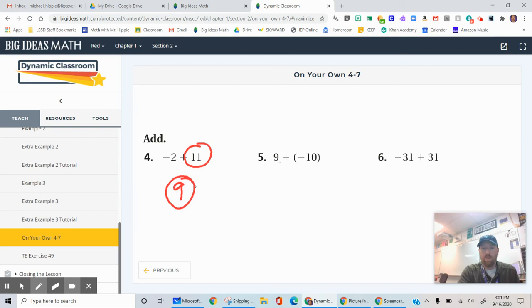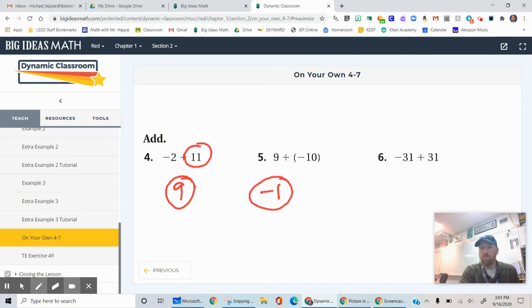All right, here I have a positive 9 and a negative 10. So the 10 is bigger than 9, so my answer I know is going to be negative something. So I can take the absolute value. What's 10 minus 9? Well, my answer is going to be 1. So my answer for that one is negative 1.